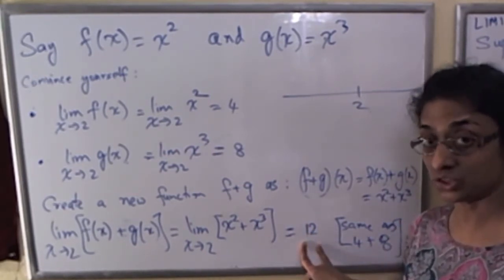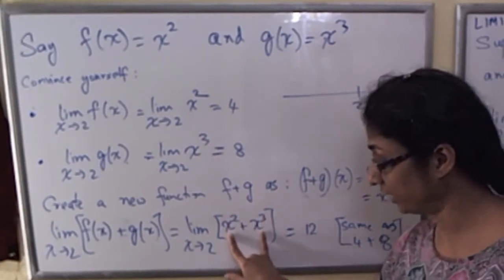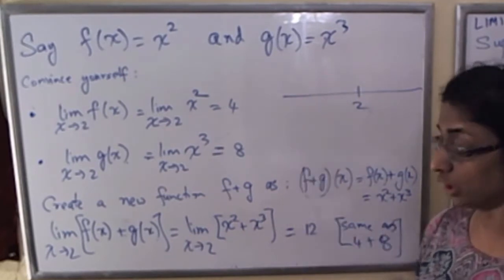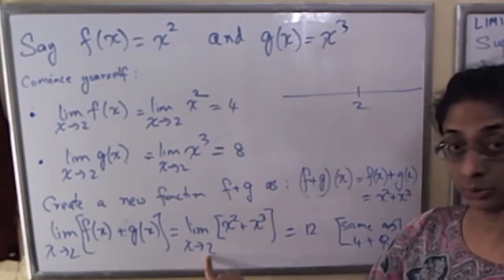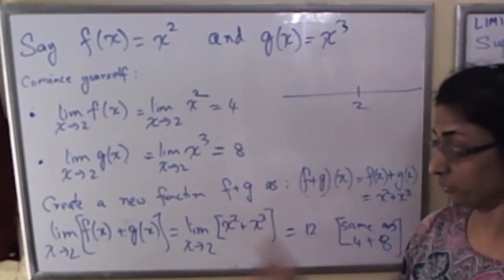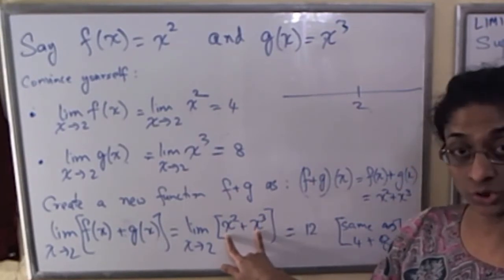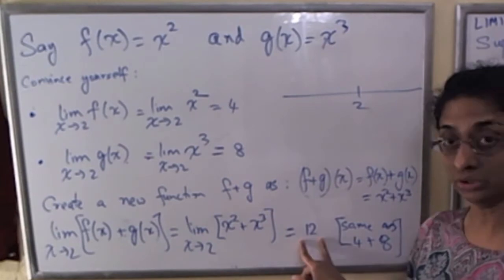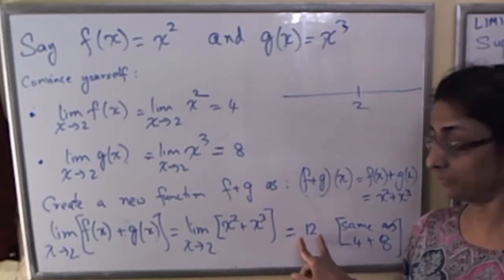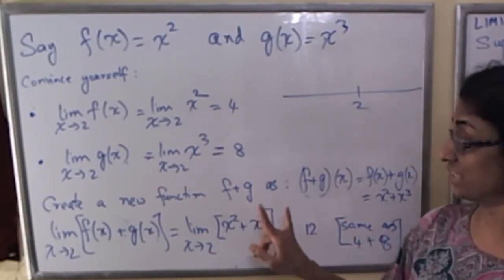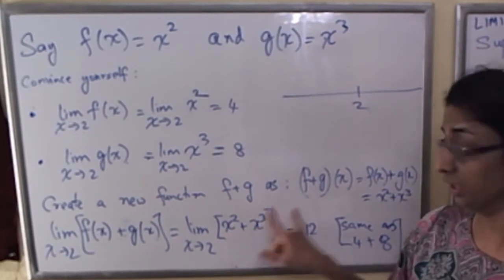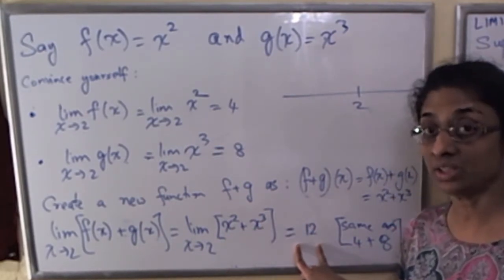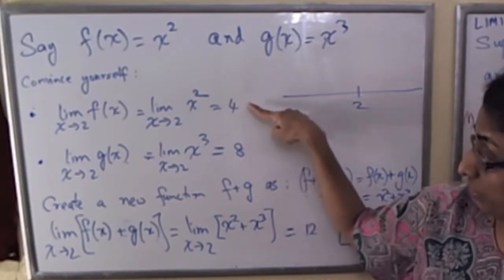You can either construct a table of values for x squared plus x cubed. So the first column would be values of x that are very close to 2. And in the second column, you would calculate x squared plus x cubed for those corresponding values very close to 2. It's easy to convince yourself that 12 is the limit. Or you could sketch the graph of x squared plus x cubed and you would get the answer of 12. You might be thinking, but I really thought it would be 4 plus 8.